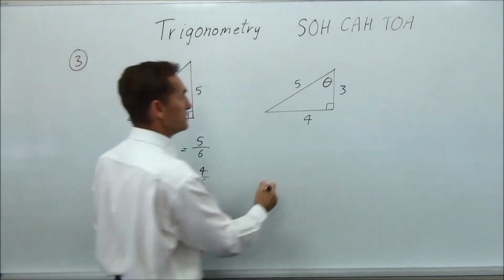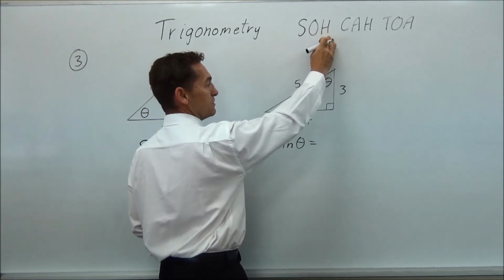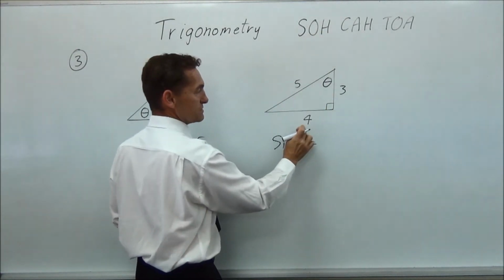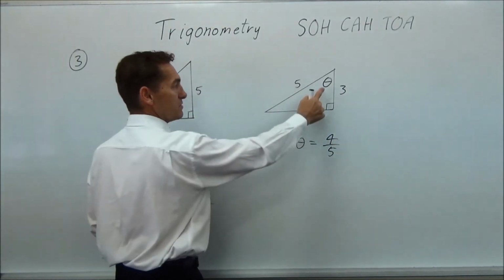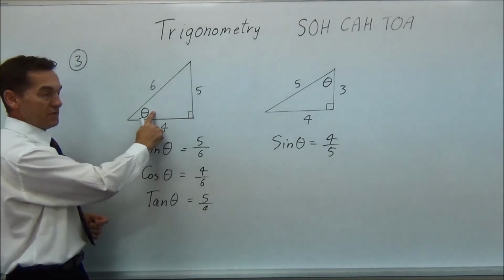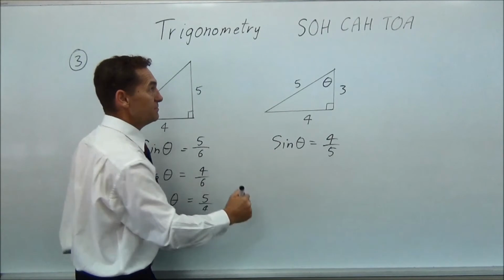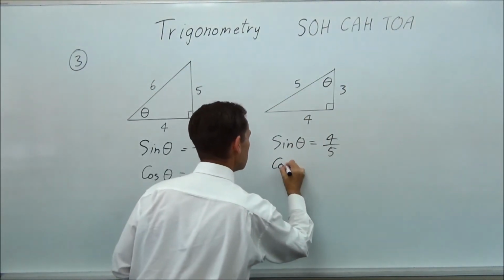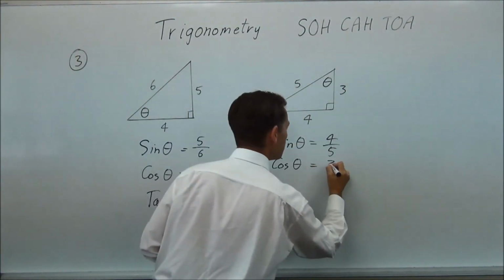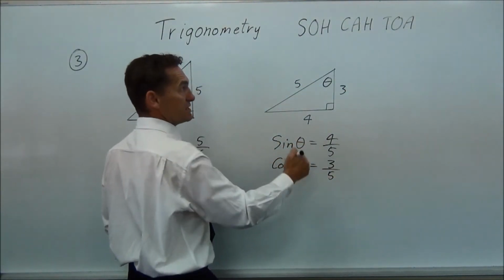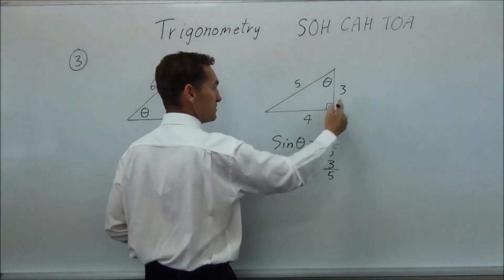So let's do this one. So if we go sine theta, what does it equal? Opposite over hypotenuse, so this is the opposite, that's the hypotenuse, so it's 4 over 5. You've got to remember, you start from where the angle is. That's the opposite there. Okay, so cos, we're going to go cos theta equals adjacent over hypotenuse, and tan theta, so opposite over adjacent, so tan theta from here is opposite over adjacent.